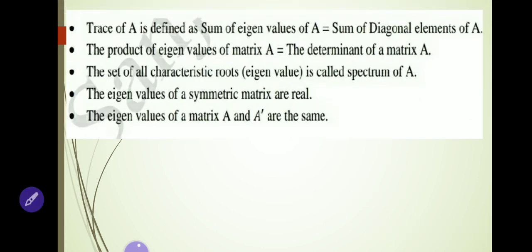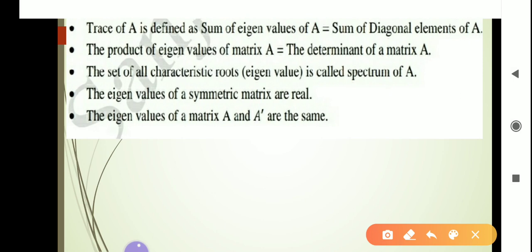The next property is: the trace of A, defined as the sum of diagonal elements of A, is equal to the sum of eigenvalues of A. We know that the sum of diagonal elements of a matrix is the trace of the matrix. Suppose a 3 by 3 matrix is given and we get its eigenvalues as, say, 1, 2, 3, then the sum of eigenvalues is always equal to the sum of diagonal elements, and the product of eigenvalues is always equal to the determinant of the matrix. Using these two conditions we can check whether our eigenvalues are correct or wrong.